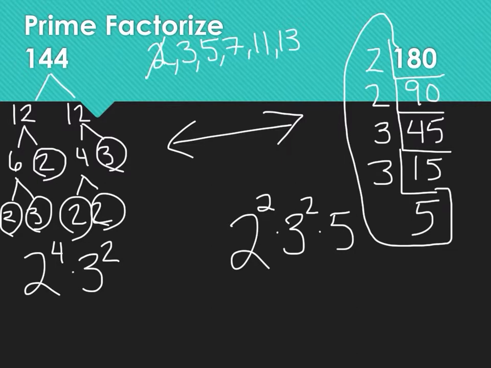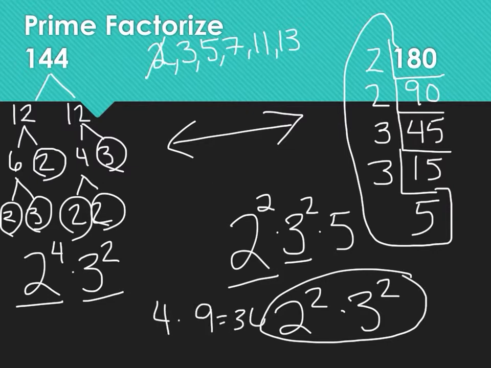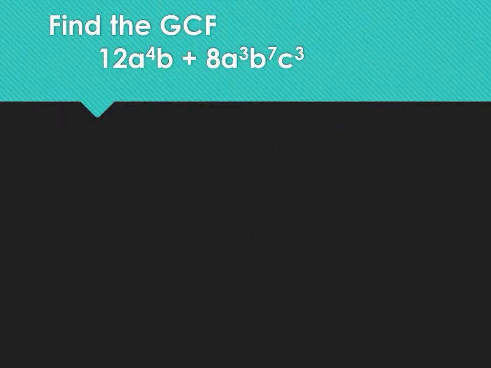So here, this one has 2 2's. This one has 4 2's, so they have 2 2's in common. This one has 2 3's, this one has 2 3's, so they have 2 3's in common. This one has no 5, so that's my greatest common factor. 4 times 9 equals 36 would be my greatest common factor. That's how we find the greatest common factor and how we prime factorize. We're going to use that as we do these problems.